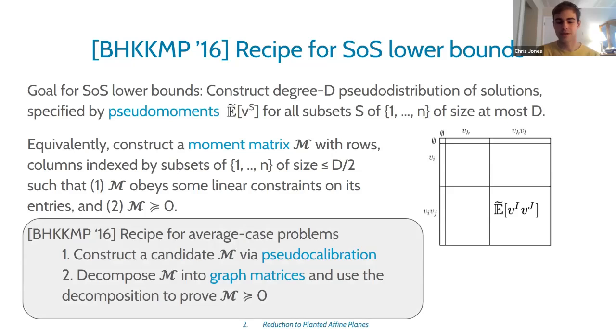The recipe for constructing M following this planted clique work is two steps. First, you construct a candidate moment matrix M using the pseudo-calibration technique, and it's guaranteed to satisfy the linear constraints at that step. Then you need to prove that this matrix is PSD. The way that paper does it, and that we do too, is we decompose the moment matrix into graph matrices, which are smaller component matrices, and then use some careful study of the decomposition to prove the moment matrix is PSD. Now I'll give some of the more technical details on how to do those two steps of the recipe for this particular problem.